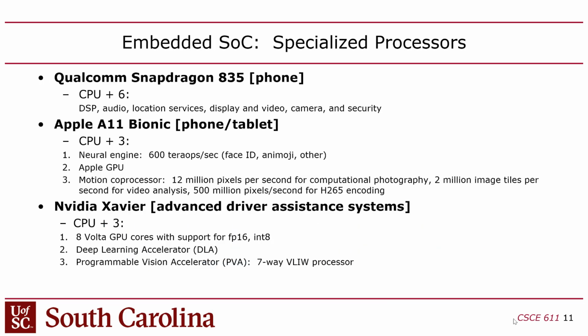This is the Qualcomm Snapdragon, which has six specialized processors for DSP, audio, location services, display, camera, and security. The Apple A11 Bionic has a 600 billion operations per second neural engine on it, which is pretty incredible. It's used for Face ID and the emojis and stuff. It has a GPU, and it has a motion coprocessor for the photography part of it. And then NVIDIA designed a chip called the Xavier for Tesla. And then Tesla decided that's not fast enough, and said we're designing our own in-house one. So they threw that away, and they designed their own in-house processor.